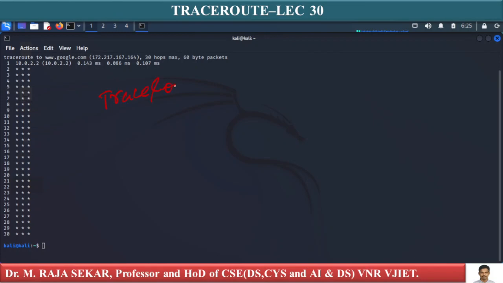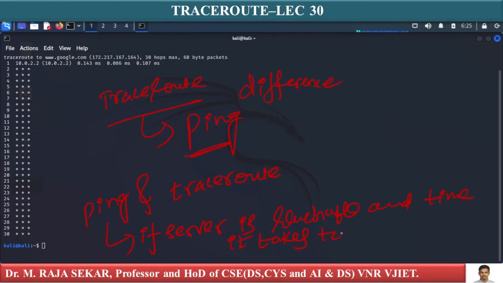Let me differentiate this. What is the difference between traceroute and ping? We also have ping. The primary difference between ping and traceroute is that ping simply tells if the server is reachable, and the time it takes to transmit and receive data.